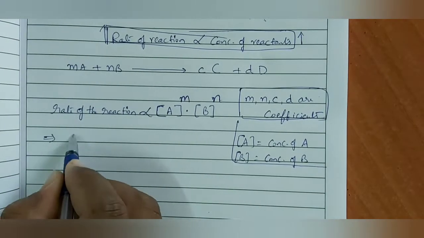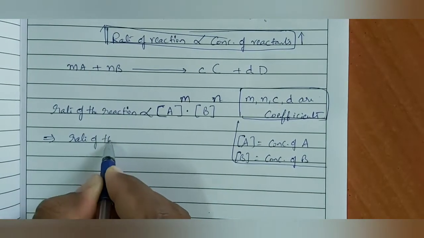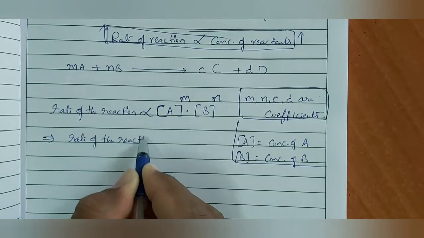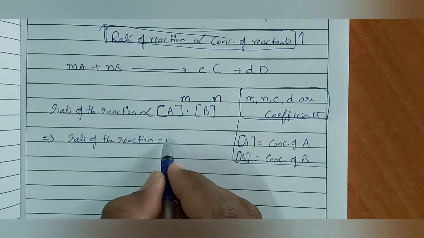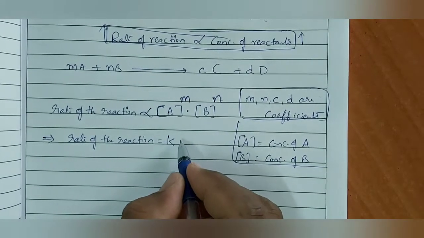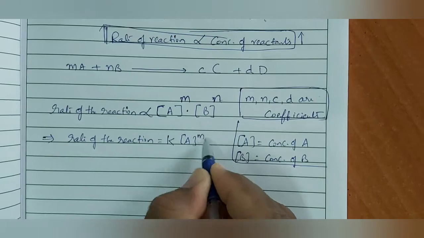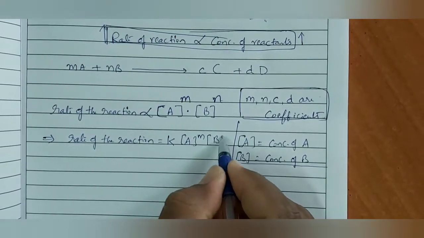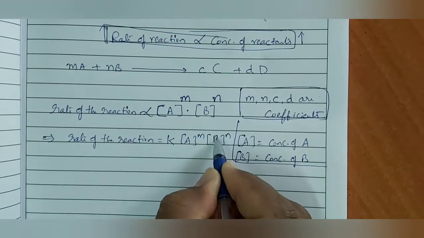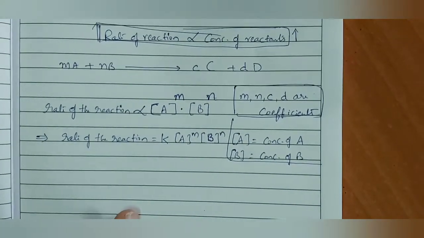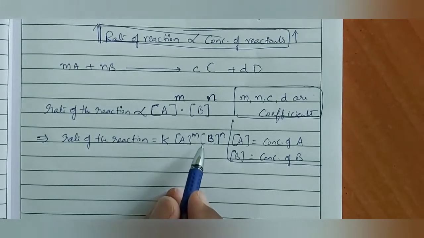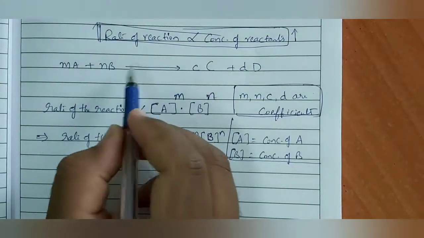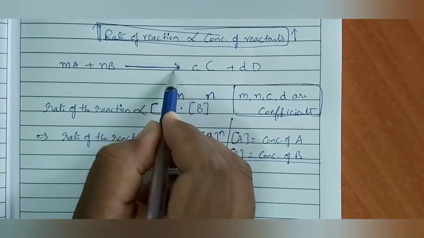This implies the rate of the reaction is equal to, I am removing this direct proportionality and I am going to keep one constant, K, into concentration of A power m into concentration of B power n. Rate of the reaction is equal to K into concentration of A power m into concentration of B power n. I am applying this for the forward reaction only.